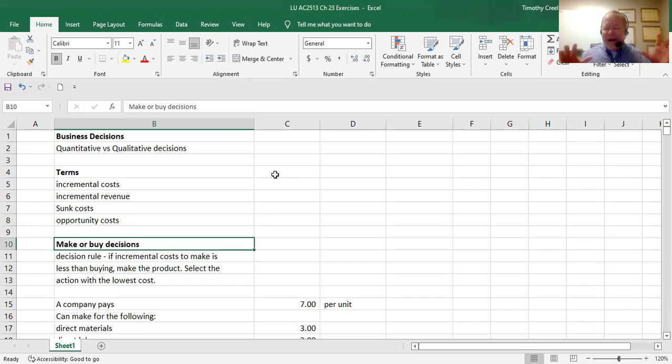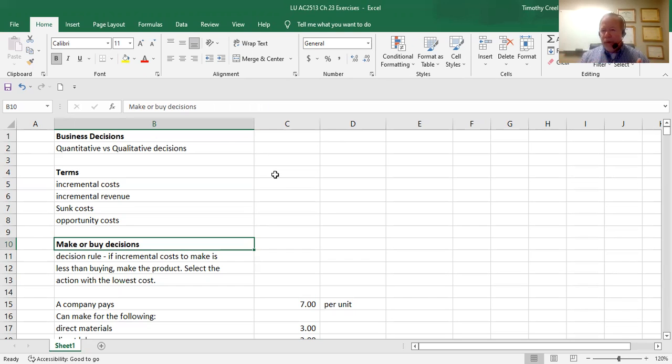Now that's kind of the financial rules of it. That's the quantitative. Now the qualitative, I think the biggest aspect of this from a qualitative purpose would be if we outsource a product to someone else, we give up control.